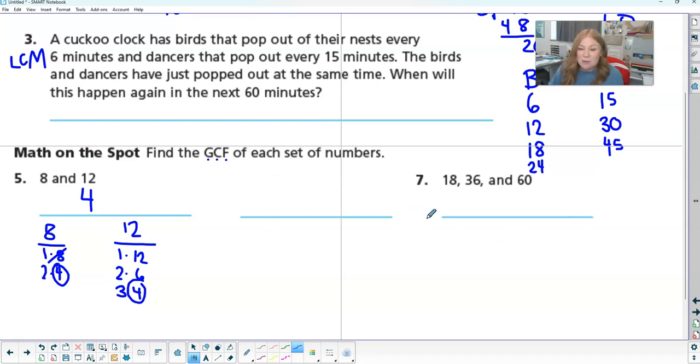Ooh, this one we've got to do 3 of them. So we've got 18, 36, and 60. So I'm going to help you out here. We always start with 1 and 18. Just counting how many you should have. So here's the first set.